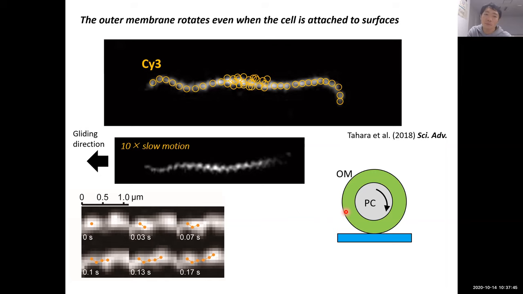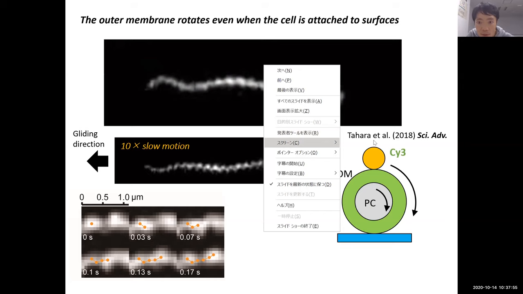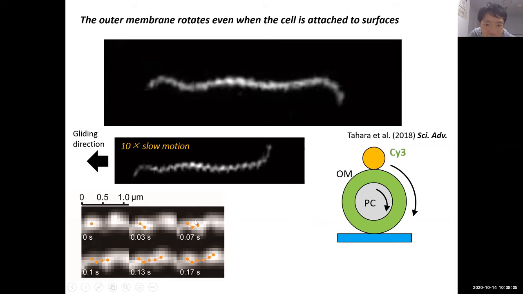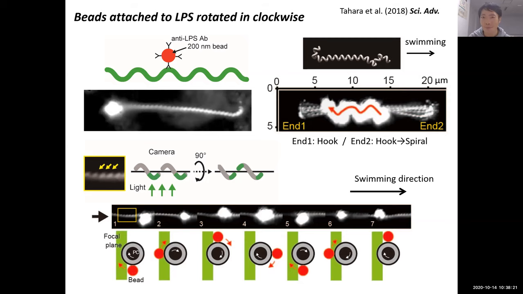We visualized the surface movement using Cy3. It's very difficult. This movement is difficult to see, but there is rotation of a bright spot, a fluorescent spot, right? This means a rotation of the outer surface. Then we attached beads on the outside of the cell body. Interestingly, the beads are rotating like this and moving along the cell body.